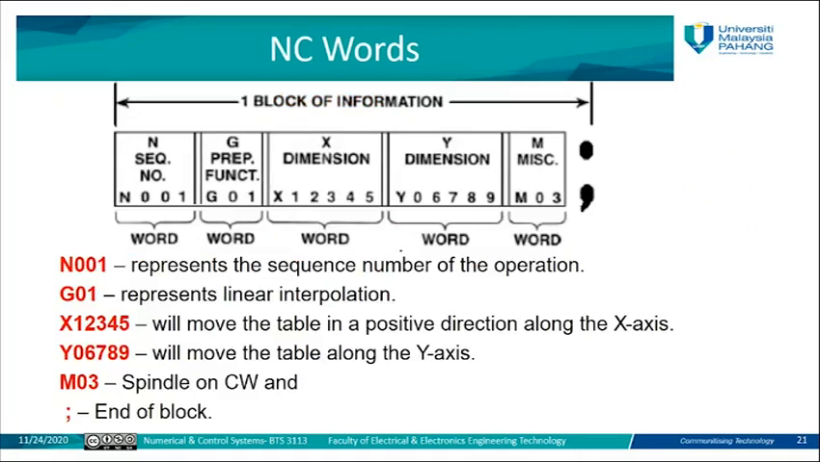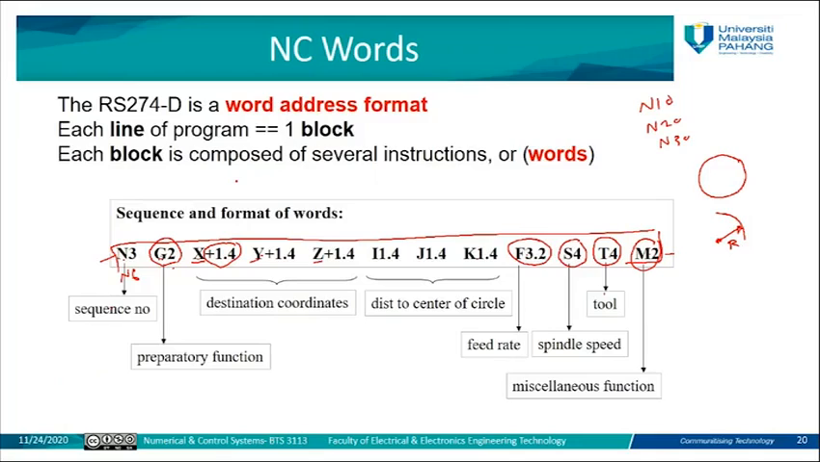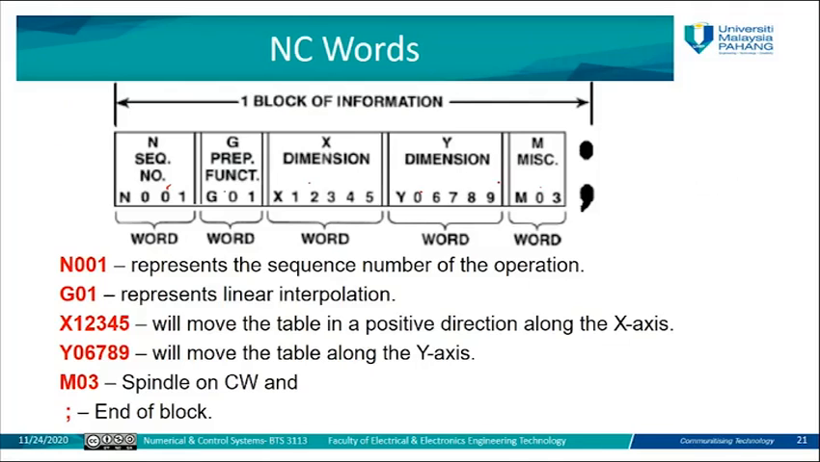This is also another representation to show how the block looks like. The same sequence: preparatory function, dimensions X, Y, and this is a shorter block. As we told you, it's not necessary to have all these addresses. You may have only 2, you may have 3, you may have 4, depending on the drawing that you have and the function that the machine needs to perform.